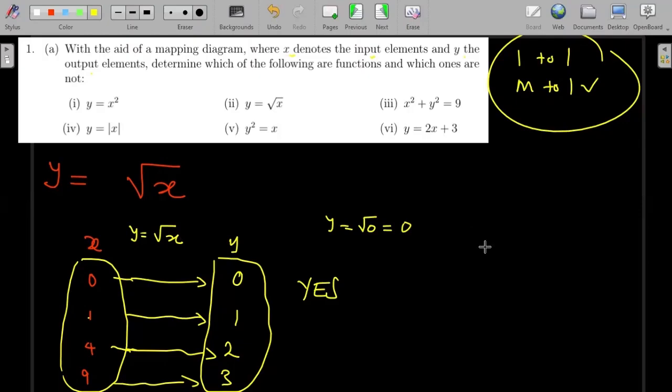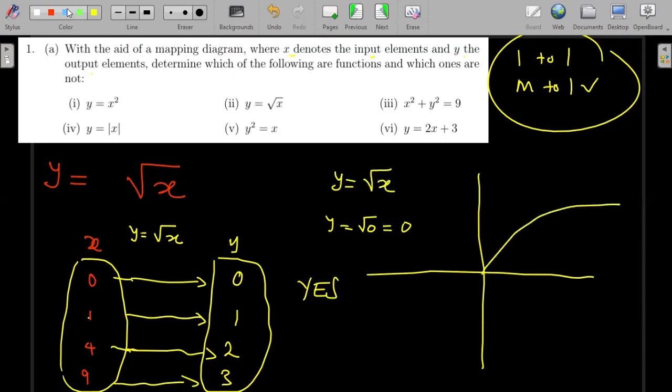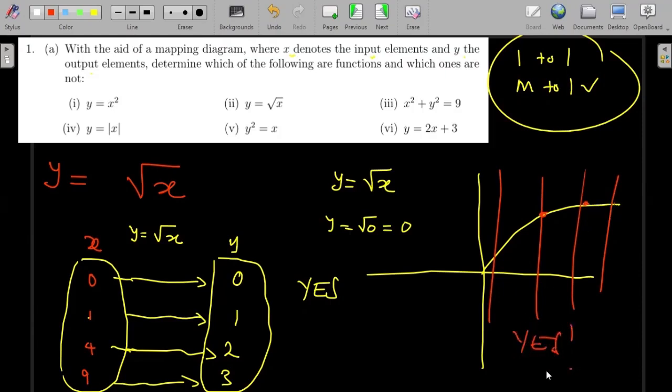If you want to use the vertical line test, later on you will know how to sketch all these things. This one, y equals the root of x, is a graph that goes like this. If I draw a vertical line at any point here, you see that this vertical line will just be touching this curve at one point. So we're going to conclude that yes, it's a what? It's a function. Any questions there? I hope this one is simpler. Any questions there?